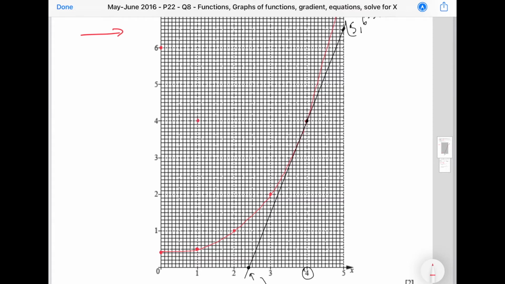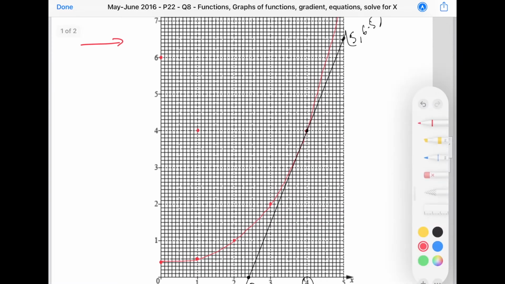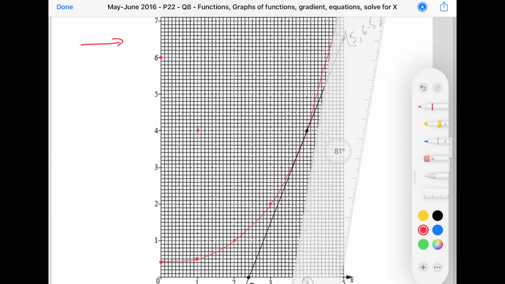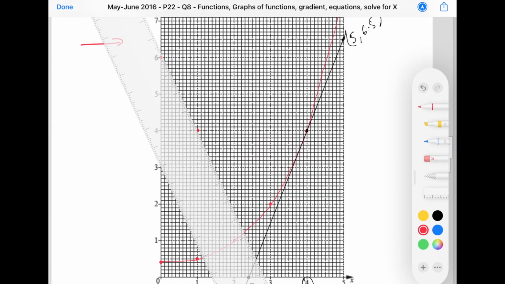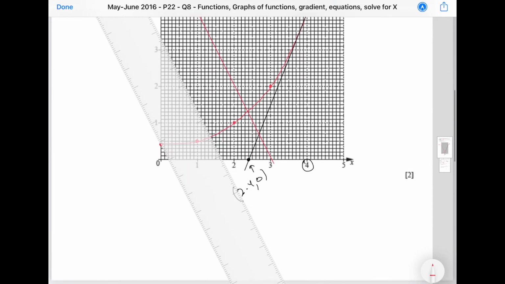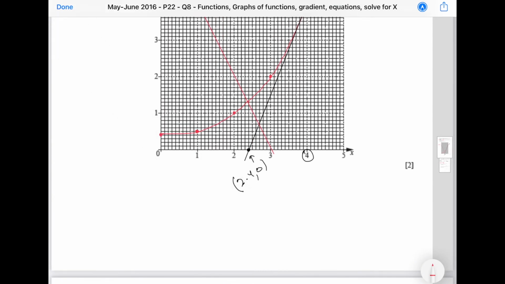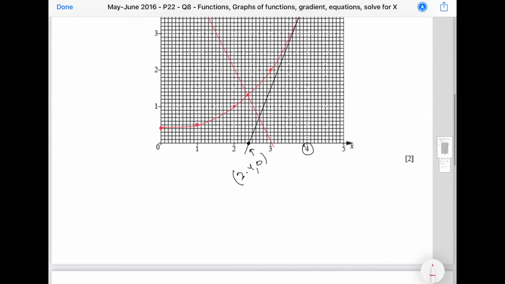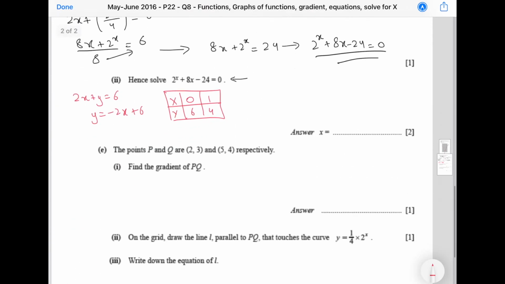Okay, the easiest and best way to do it is you draw a straight line and you see where the line and the curve intersect, and that is going to be the value of x. So we draw a straight line like this. So this point right here, let's say that this is going to be between 2.3 and 2.4. Let's assume that this is 2.4. So x is going to be 2.4.